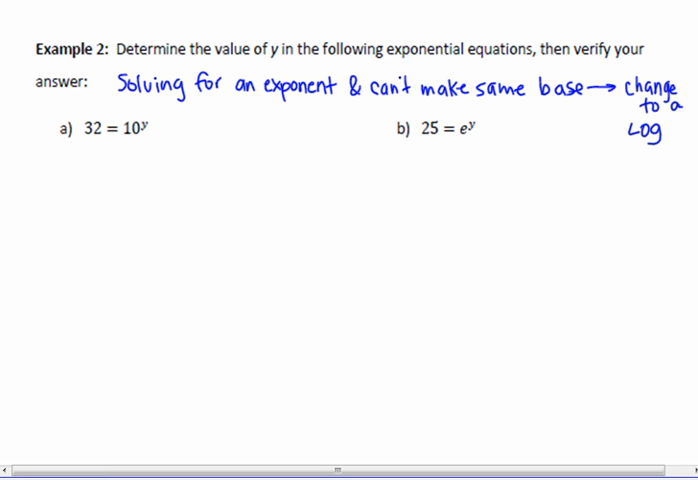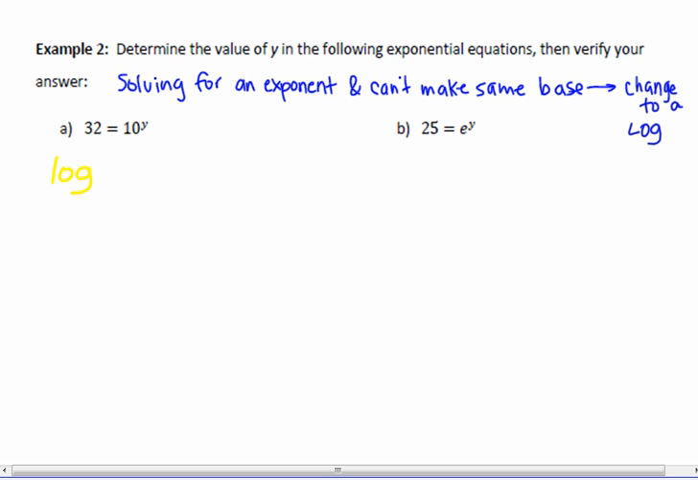So here, I'm looking for my exponent. It's my unknown. So let's write this as a log. Log, oh, that's yellow. Can you read that?